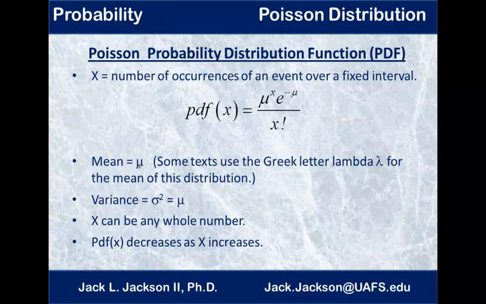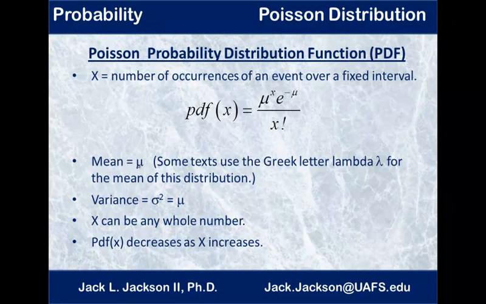And remember, x can be any whole number, so this is a discrete distribution, but like the geometric distribution, x can go on forever. So it goes from 0 to infinity, but it has to be a whole number. So x could not be, for example, a fraction like a half or something like that. It has to be 0, 1, 2, 3, 4, 5, etc.